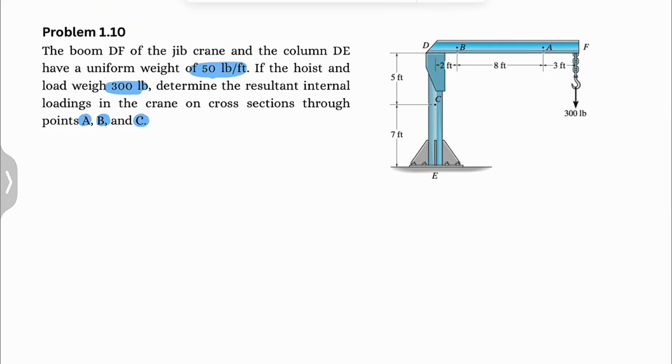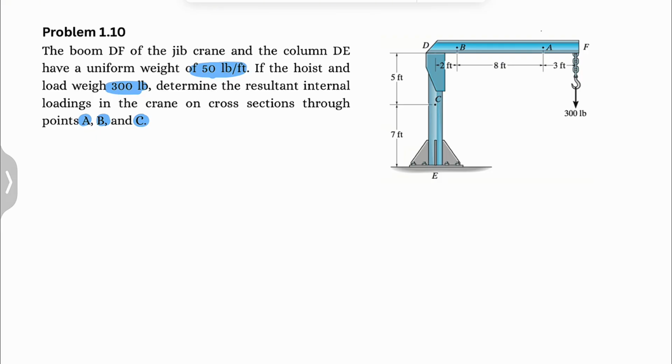C. So we are looking for internal loadings, which as we talked about are the normal force, shear force, and the bending moment. So three internal loadings, and we are in equilibrium. So we're going to use our equilibrium equations for each of them. So let's start with the point A.